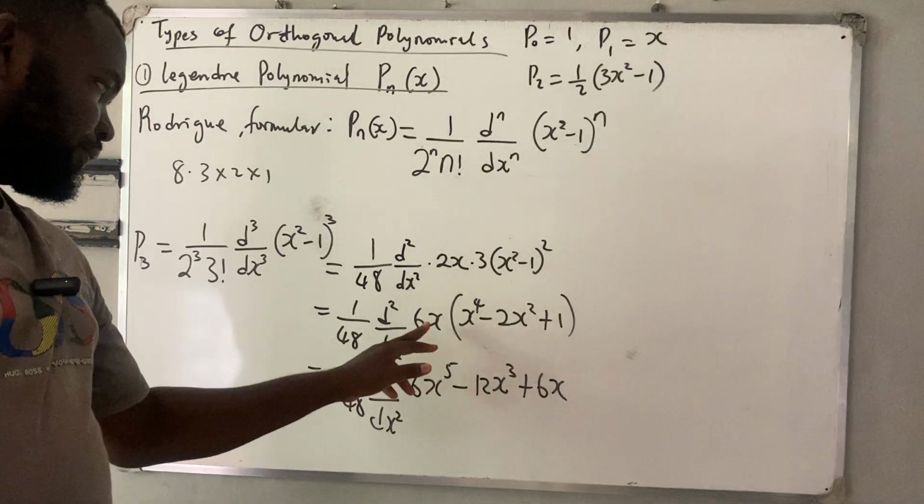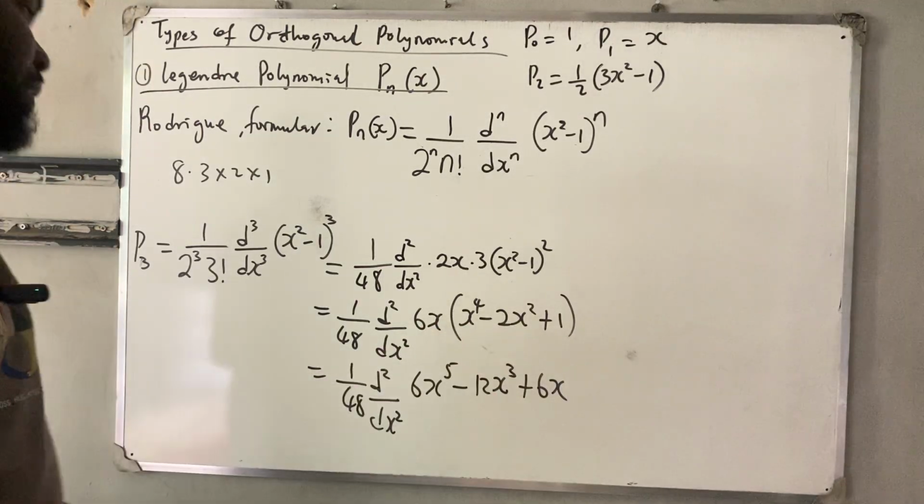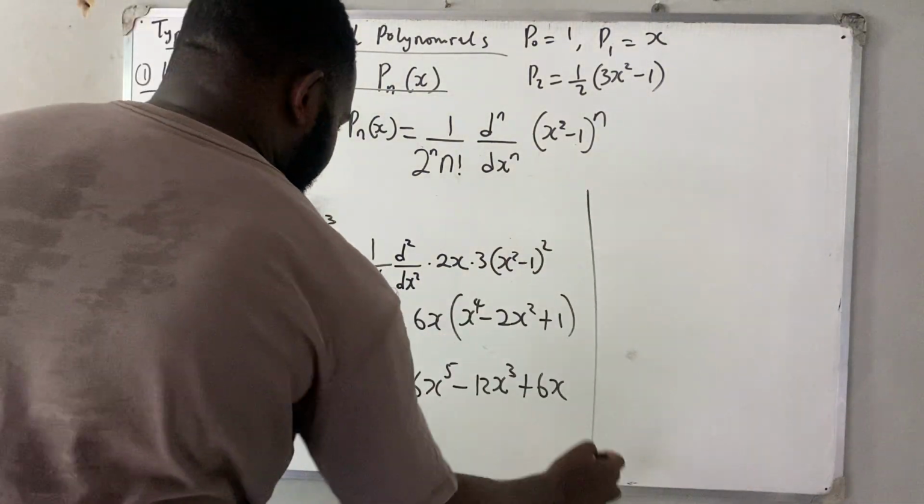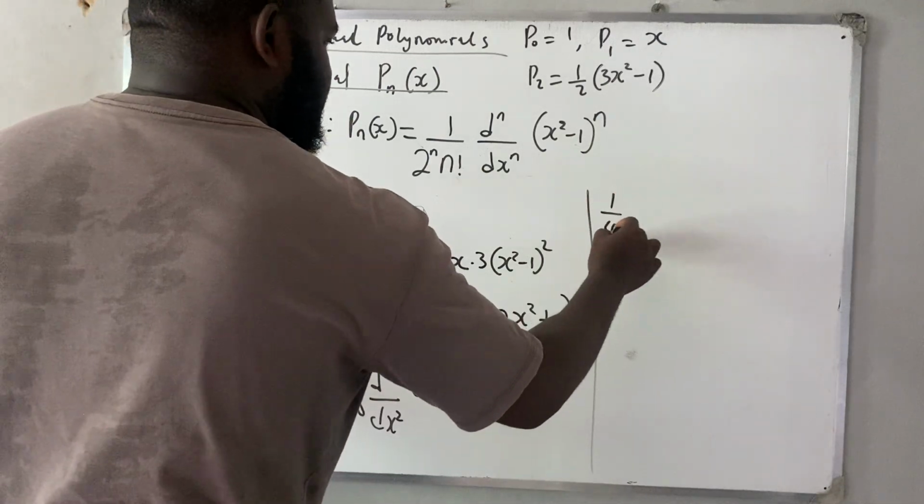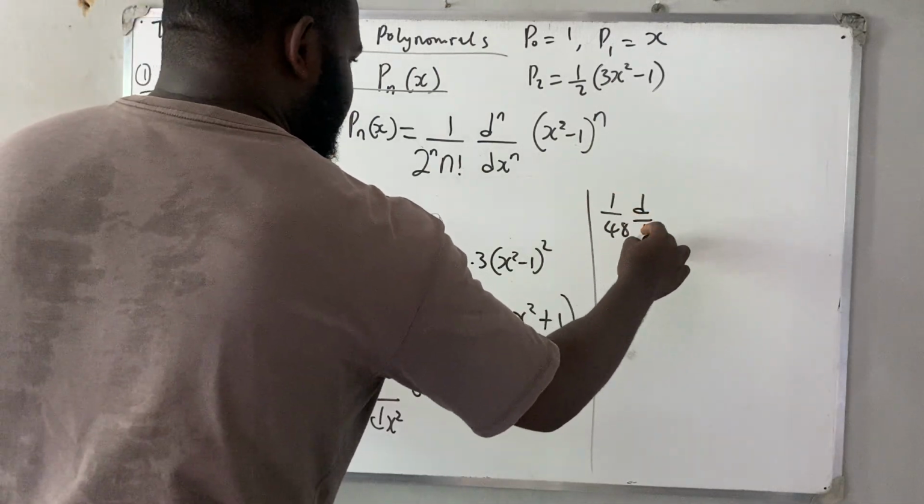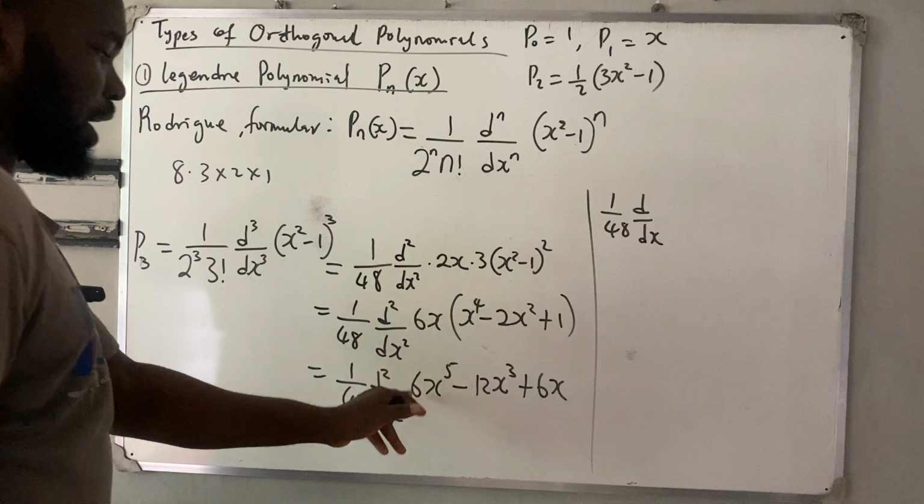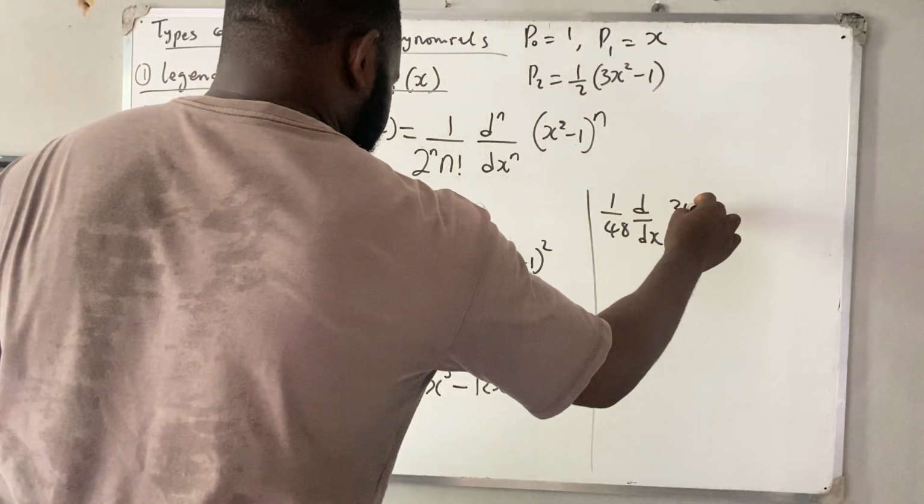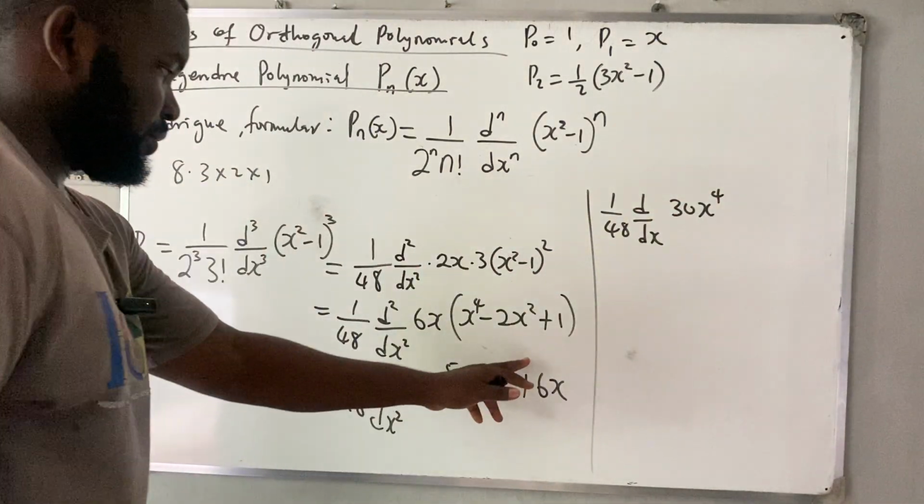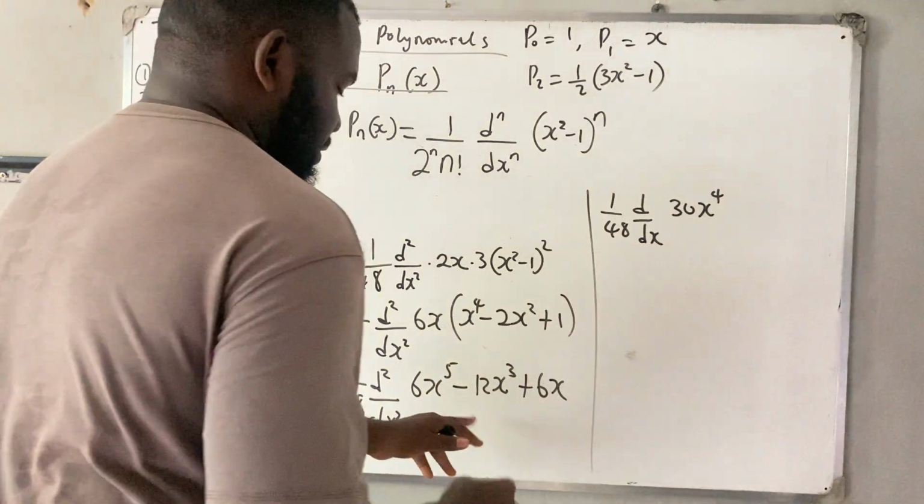6, 5, 12, 3, and yeah. So the second derivative here, if I bring out my 1 over 48 that is here, I have d over dx. The second derivative is 30. So I have 30x raised to power 4, 48, right?